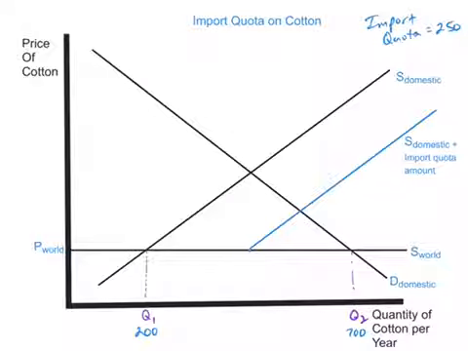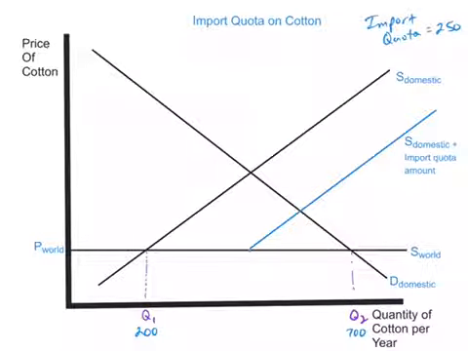your import quota amount. That distance is 250 units. The distance in between is 250 units. So you're taking the domestic supply and you're adding at any given price 250 units, because that's the import quota amount, because that's what we decided it was going to be. So please just remember that that distance is always 250 units.